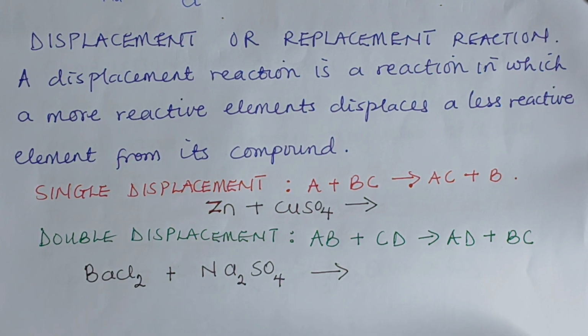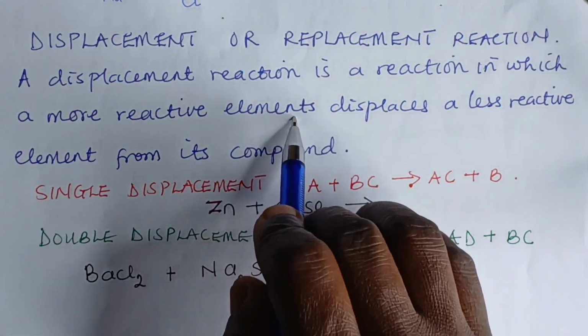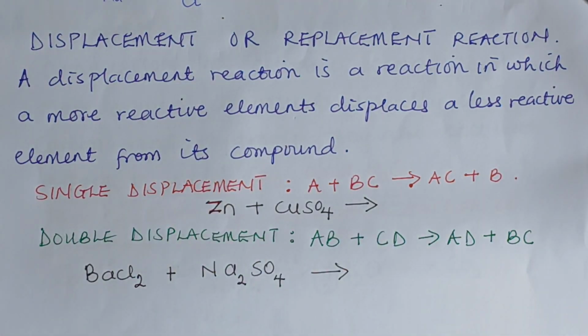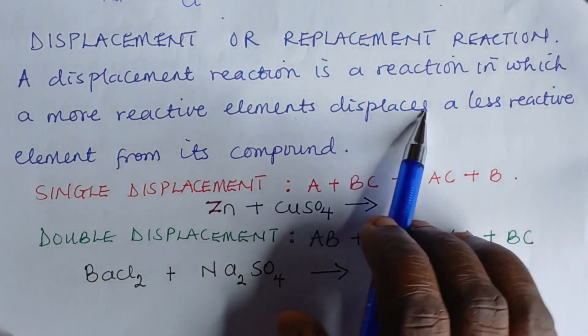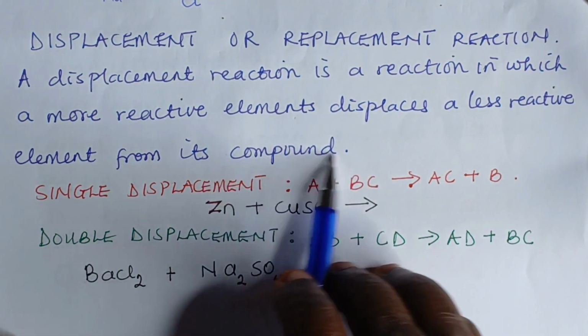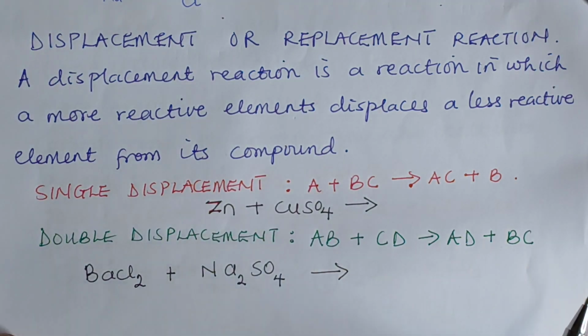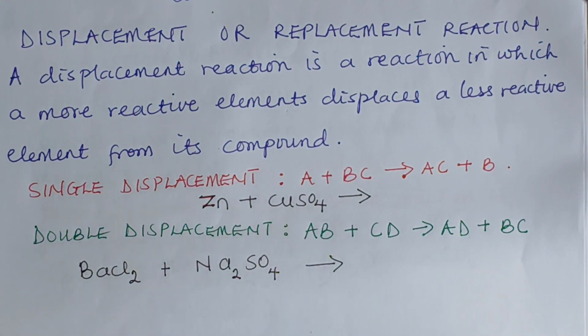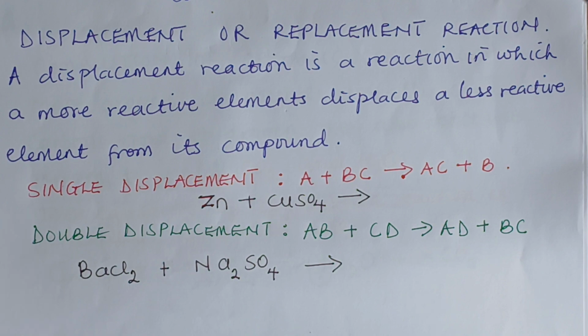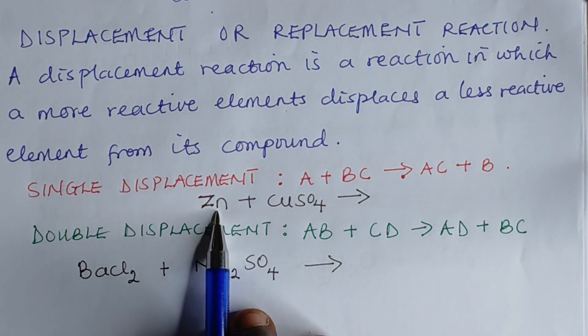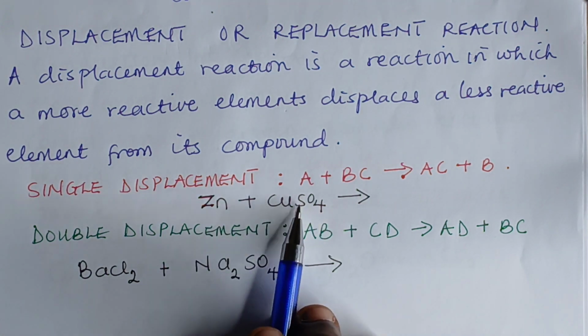Now, a displacement reaction is a reaction in which a more reactive element, those reactive elements are the ones that are more powerful, maybe they are more electropositive or more electronegative, displaces a less reactive element from its compound. We call it single displacement reaction. This is common in all reactions, like a reaction between a metal and acid to form salt and hydrogen. So in this case now, we have a reaction between zinc and copper tetraoxosulfate VI.